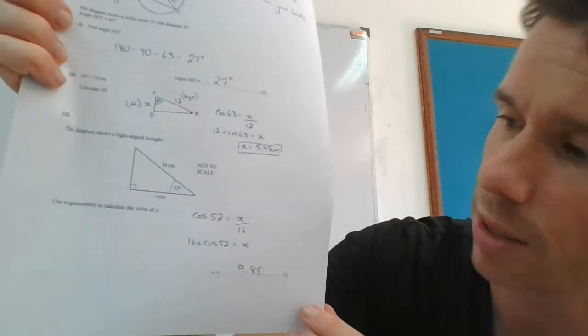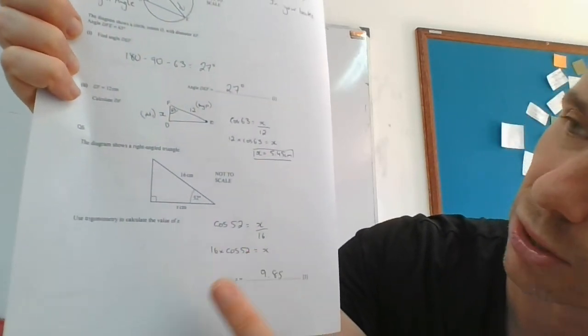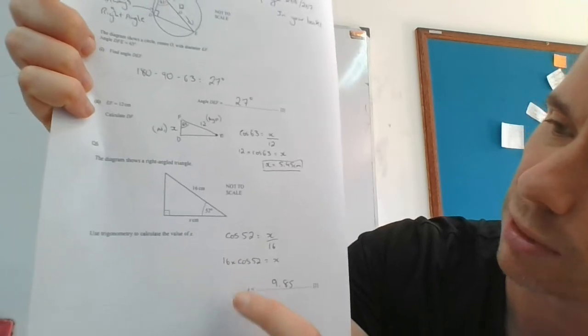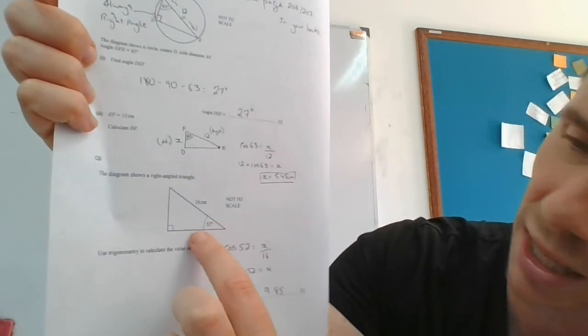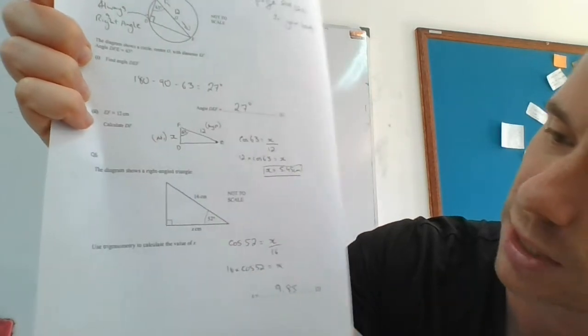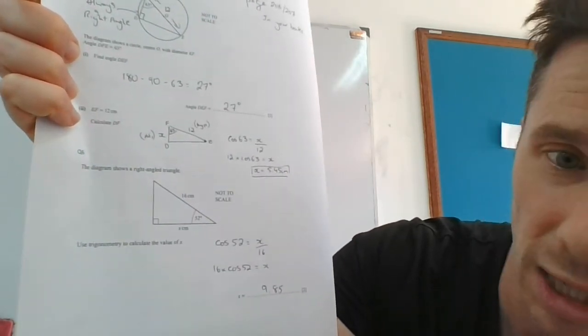In this bottom question, it's another sine, cos, or tan. Find using a ratio. Once again, it's cos because we've got the adjacent side, it's alongside the angle, and we have the hypotenuse of 16, and we get 9.85.